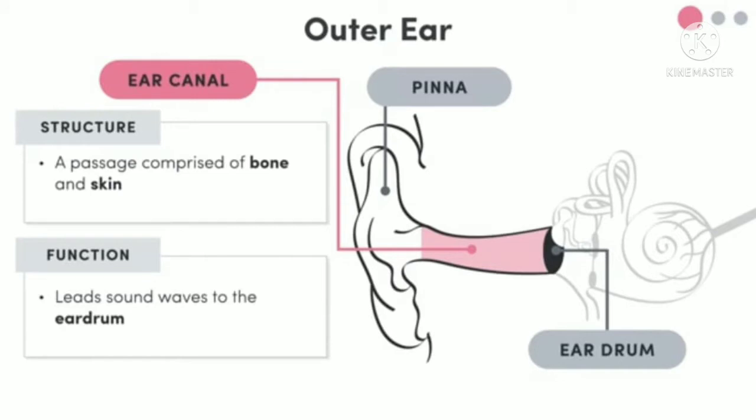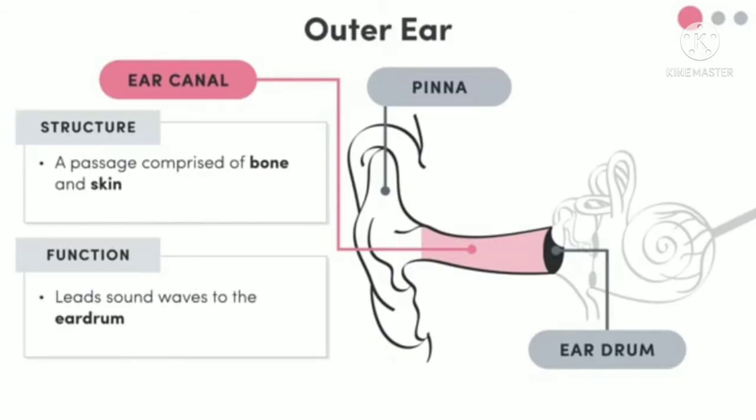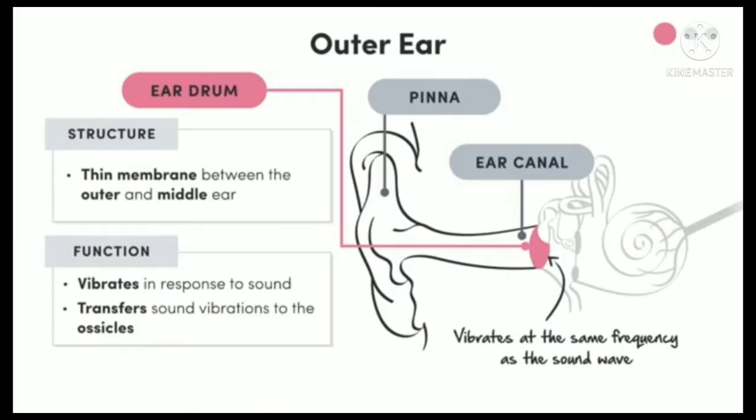Now we will learn about the ear canal. It contains 2 types of glands, ceruminous gland and sebaceous gland. Sebaceous gland is also known as oil gland. Structure of ear canal: a passage comprised of bone and skin. Function of ear canal: it leads sound waves to the eardrum.